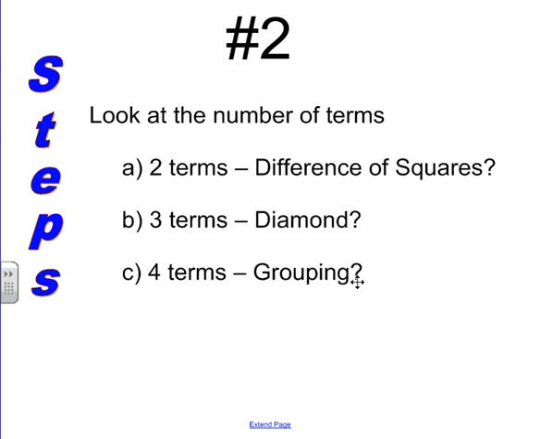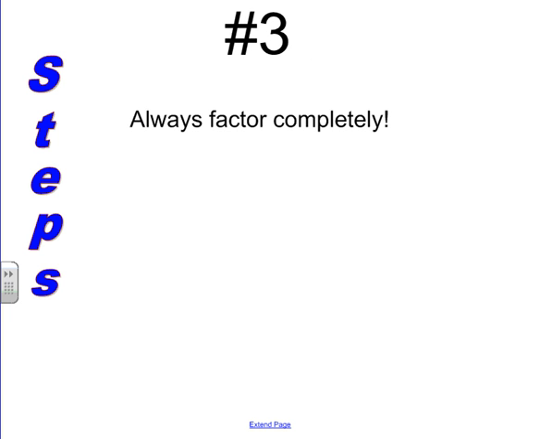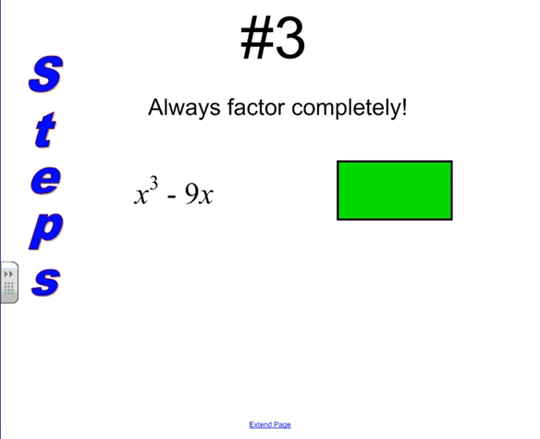And step 3, which might seem kind of redundant, but always factor completely. Sometimes after you factor, let's say you did a trinomial and you factored it into 2 binomials, but one of your binomials can keep going. So you always want to take a look at your binomials and say, hey, is there a common factor I forgot to pull out? Or is this a difference of squares? You want to do that so that you can see what's happening. So let's take a look at this idea of always factoring completely.